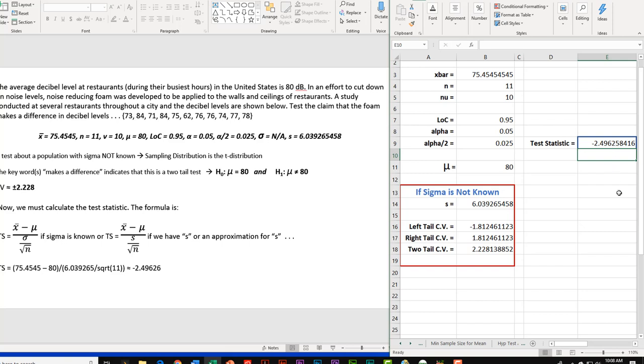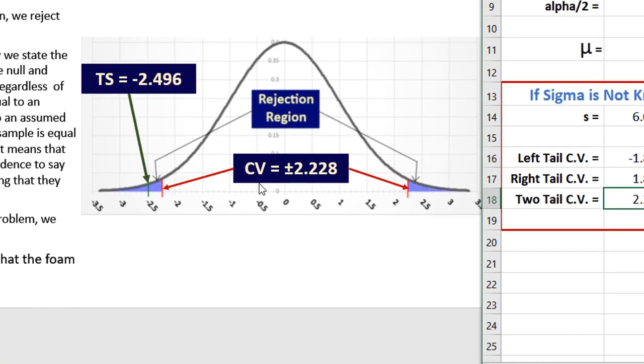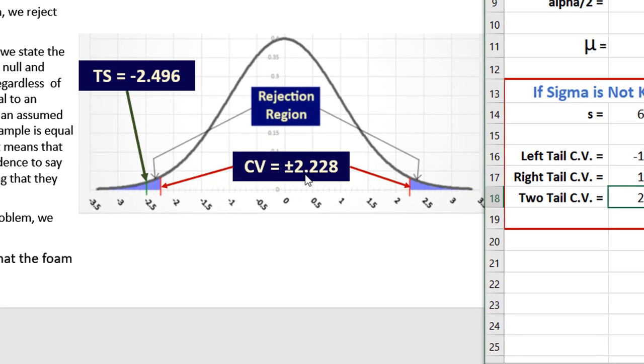And you see we have negative 2.496, almost negative 2.5. We compare this number to our two-tailed critical value, but let's take a look at what this looks like on a diagram. You can see right here that the critical value is plus or minus 2.228, and my test statistic falls in the rejection region in the left tail, because negative 2.5-ish is way farther into the tail than negative 2.228. So what we do here is we reject the null hypothesis.